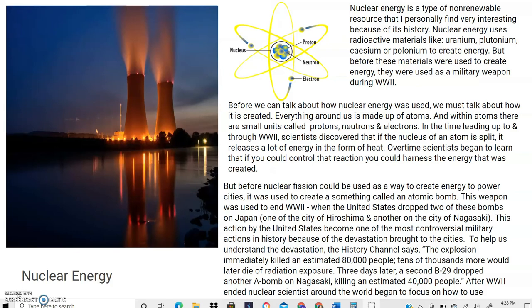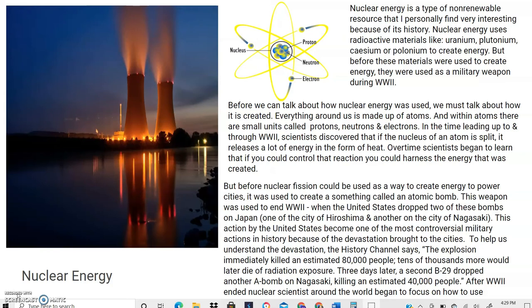Over time, scientists began to learn that if they could control that reaction, you could harness the energy that was created. But before nuclear fission could be used as a way to, like I said, power cities, it was used to create something called an atomic bomb. This weapon was used by the United States to end World War II. Towards the end of the war, the United States dropped 2 atomic bombs on Japan, one on the city of Hiroshima, and another on the city of Nagasaki.